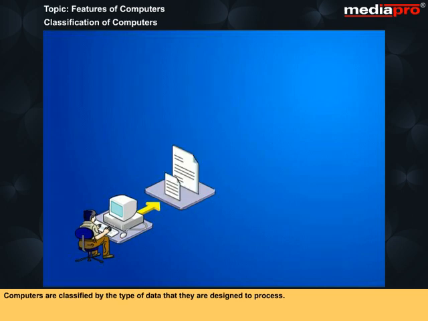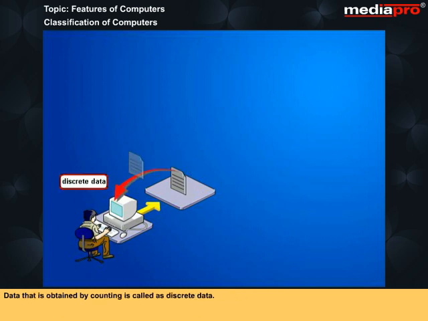Computers are classified by the type of data that they are designed to process. Data may be obtained by counting or by the use of measuring instruments. Data that is obtained by counting is called discrete data. For example, the number of people living in a city. Continuous data is the data that is obtained through measurement. For example, temperature obtained by a thermometer.